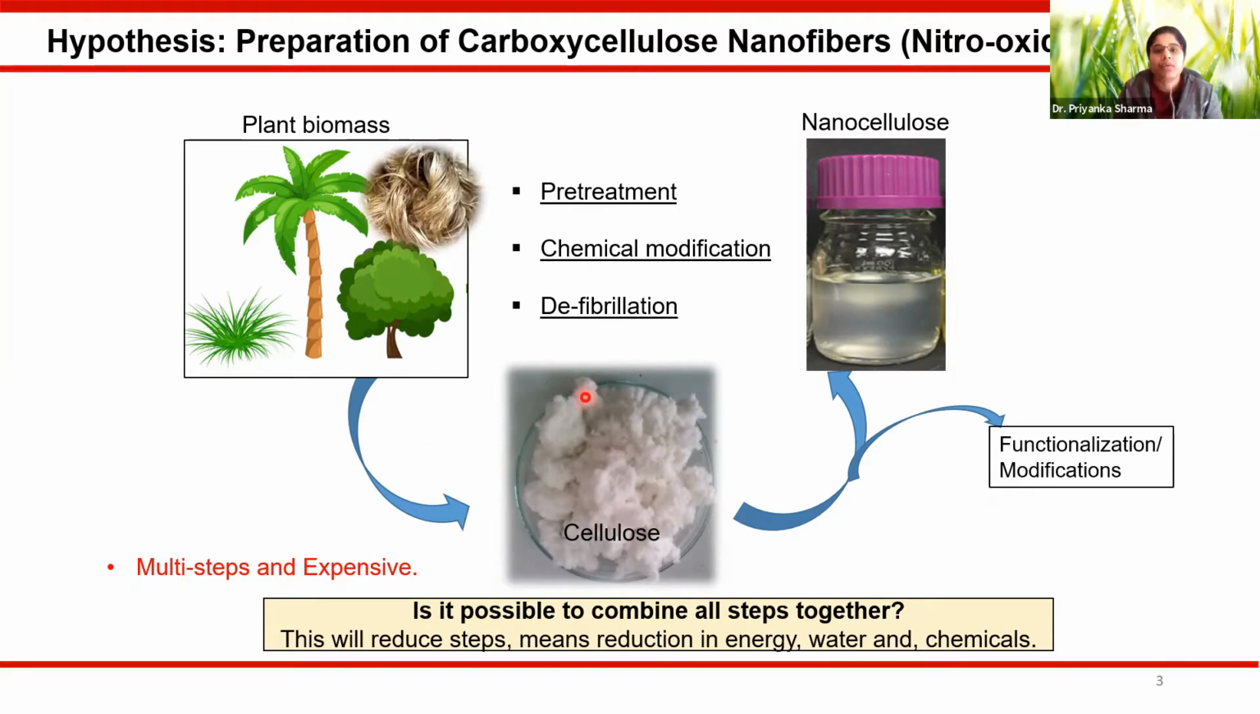The immediate question which came into my mind after seeing this was: is it possible to combine all steps together? Because if we can combine all these steps together, there will definitely be a reduction in the time as well as energy and water. So I started looking at recipes by which I can reduce the steps and combine all of them together to get the nanocellulose structure, or maybe functionalized cellulose.